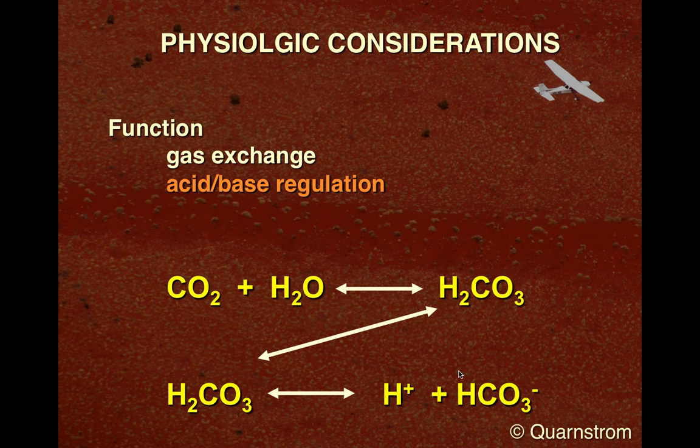The other major function of the lung is acid-base regulation. As you build CO2, it combines with water to form carbonic acid. Carbonic acid dissociates into hydrogen ions and bicarbonate ions, and it's the hydrogen ions that stimulate you to take a deep breath.